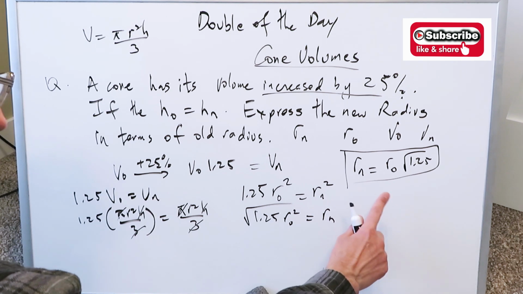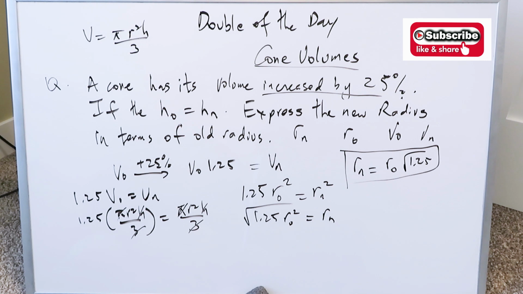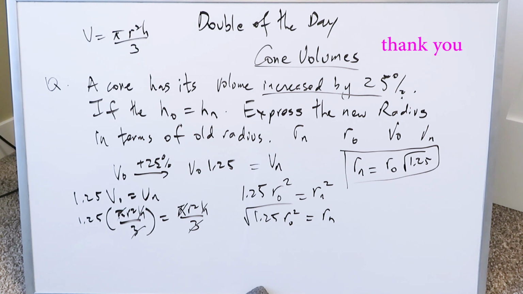The new radius is expressed in terms of the old radius. The new radius is equal to the old radius times the root of 1.25, and the question has been completed, and that's about all we'll be looking at in this particular video.